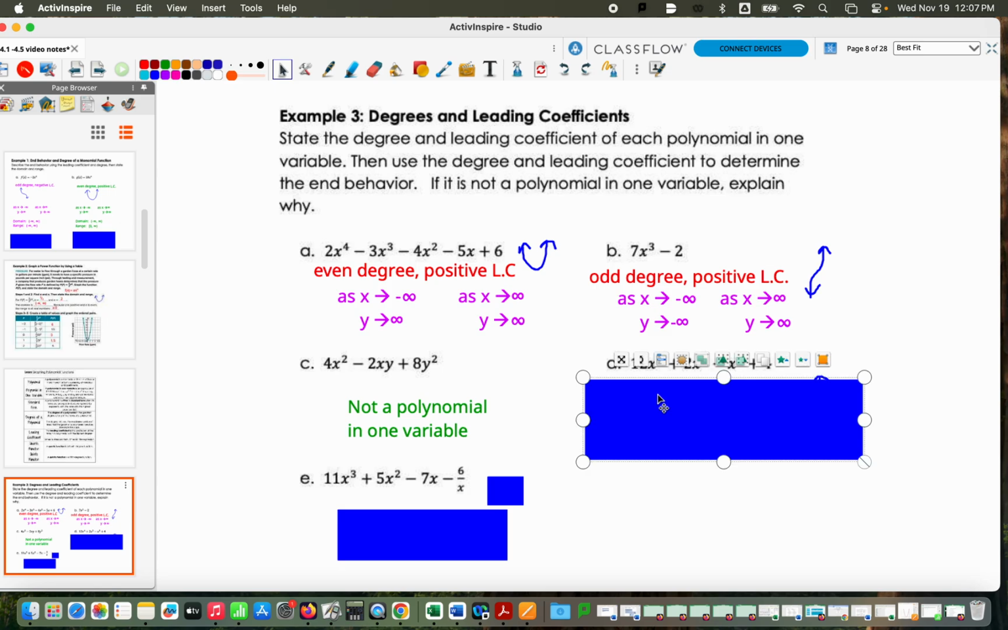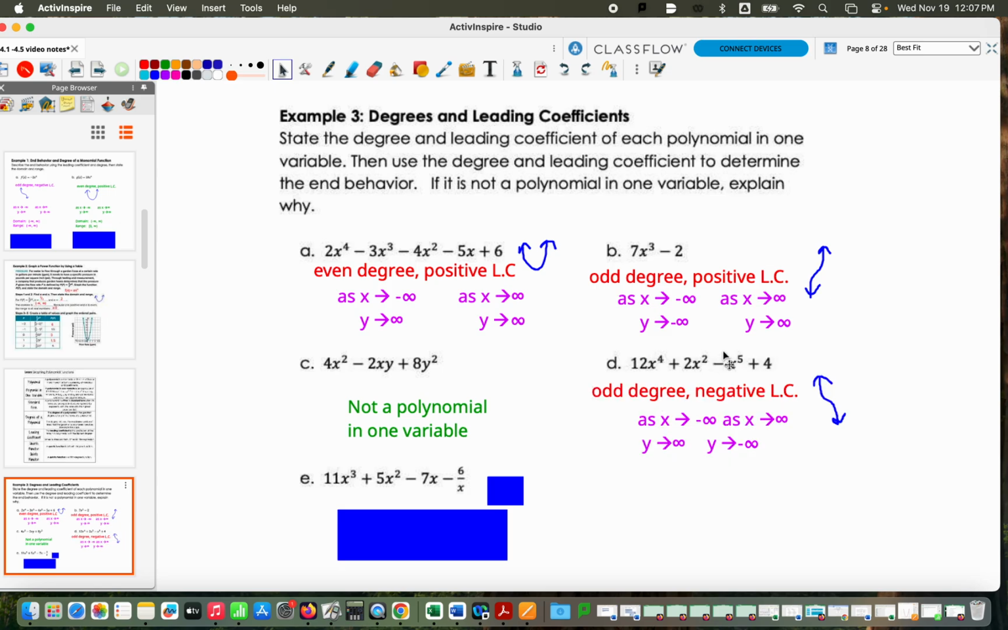This one here is okay, but just be careful. They tried to trick us. The highest power is actually way over here. They did not put it in standard form. So really it is an odd degree and it's negative in front of it. So it should be a shape like this.